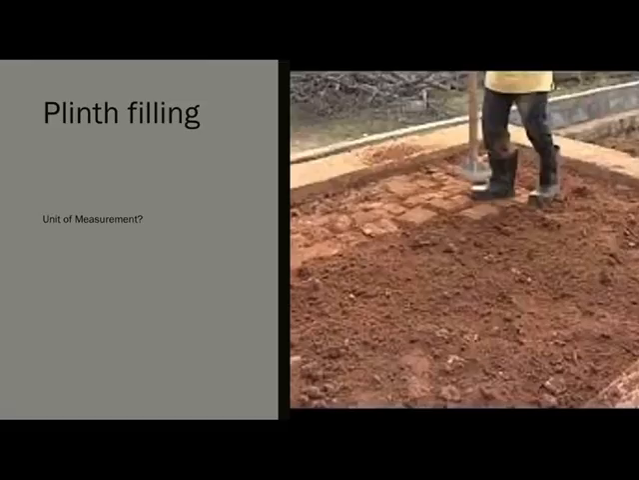Now next is the plinth filling. What you mean by plinth filling is, once you have constructed this plinth wall, there is a space in between the walls. This space is usually filled with sand so that you can provide a PCC layer over it and keep the flooring on top. This is taken as the volume of sand that you have to provide.